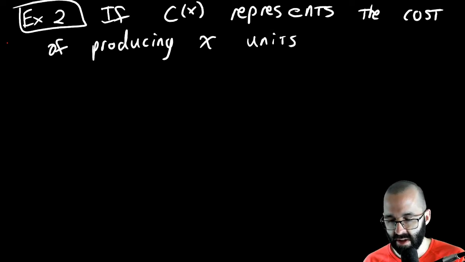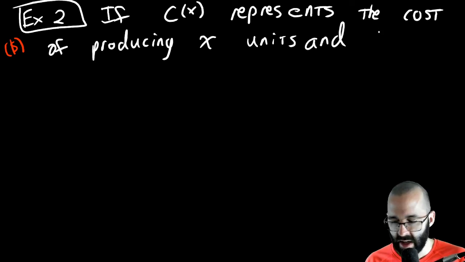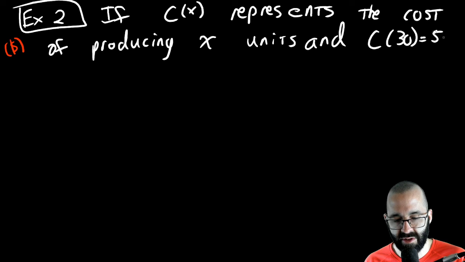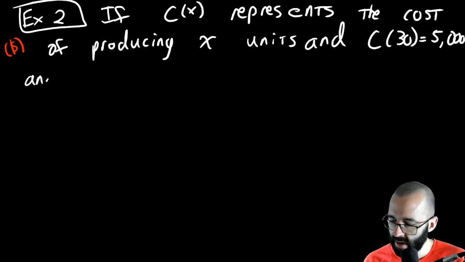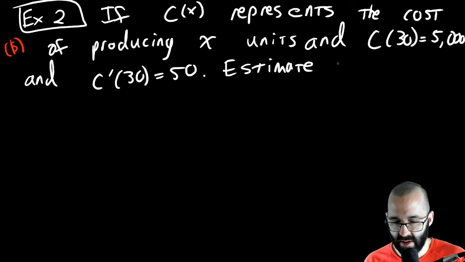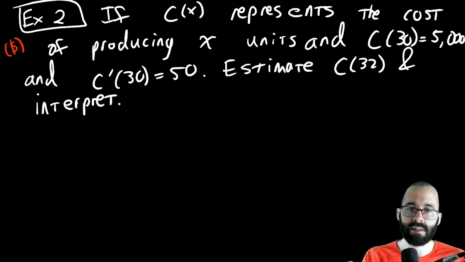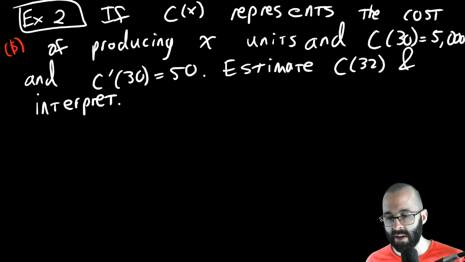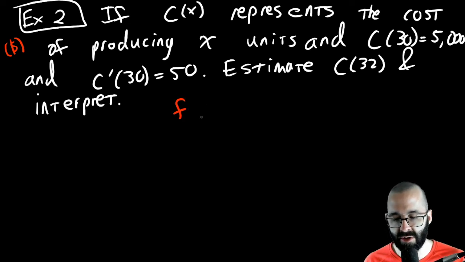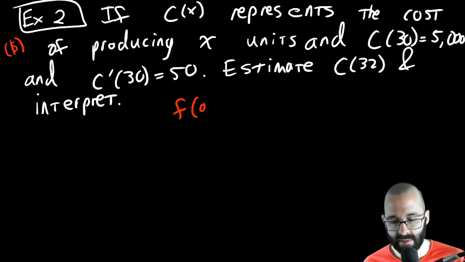Cost in dollars of producing X units. And we say C of 30 is 5,000, and C prime of 30 equals 50. So it wants us to estimate C of 32 and interpret. So we can do this, again, the exact same way. We're going to use that same formula, if you will. We're going to approximate this cost function, which we don't know, with the tangent line.